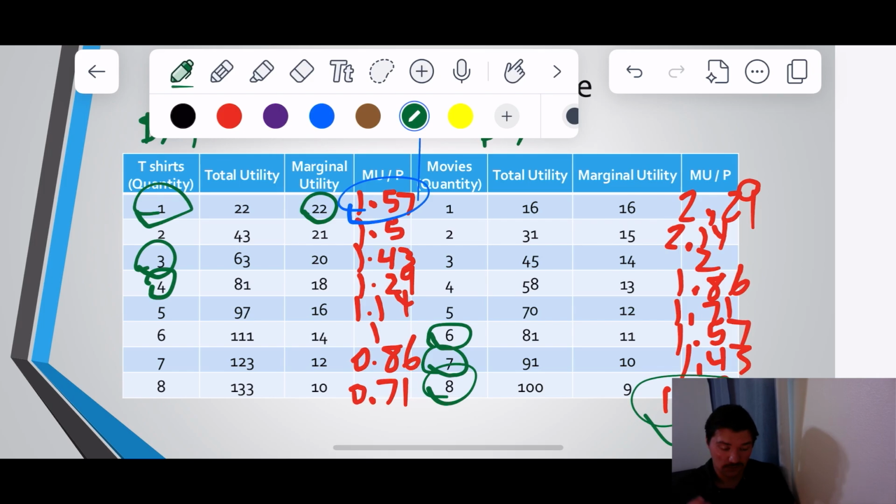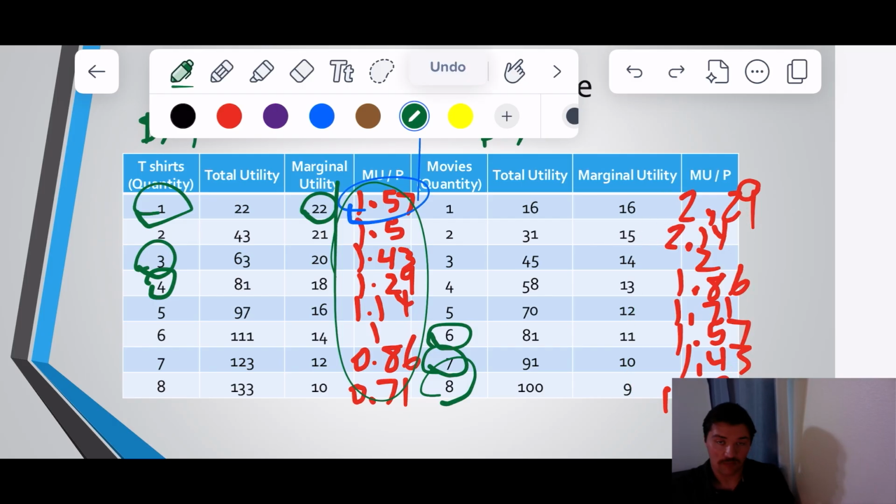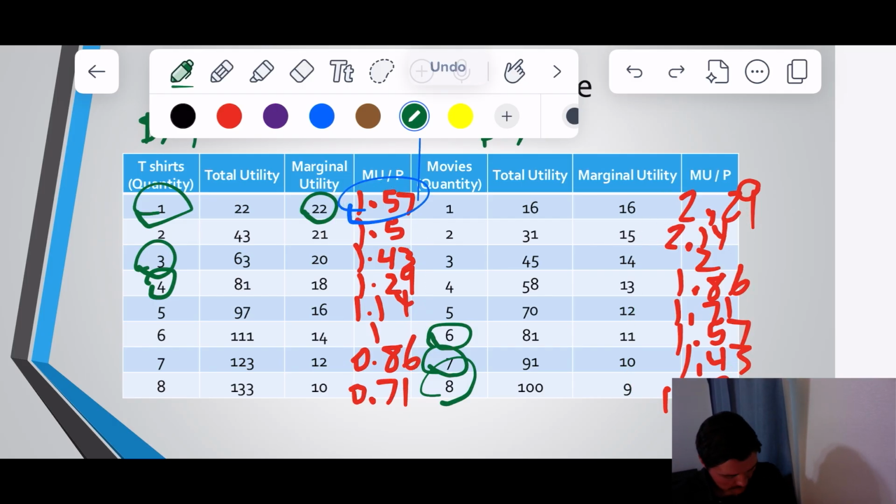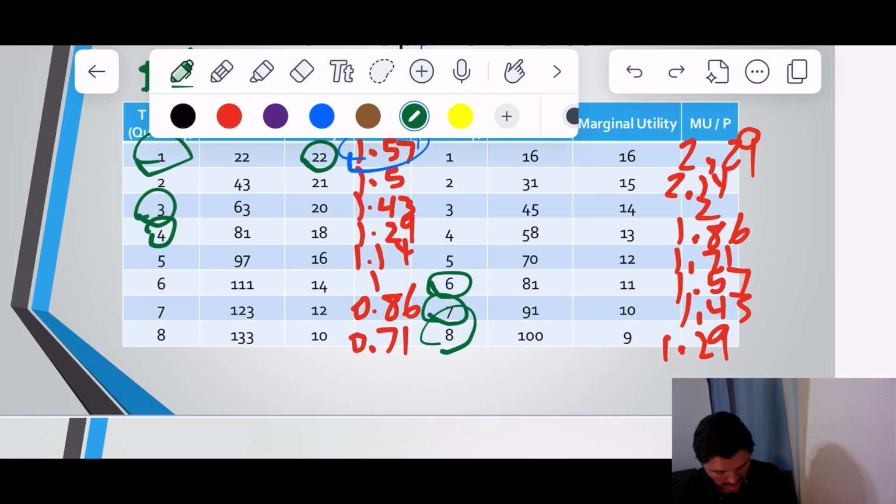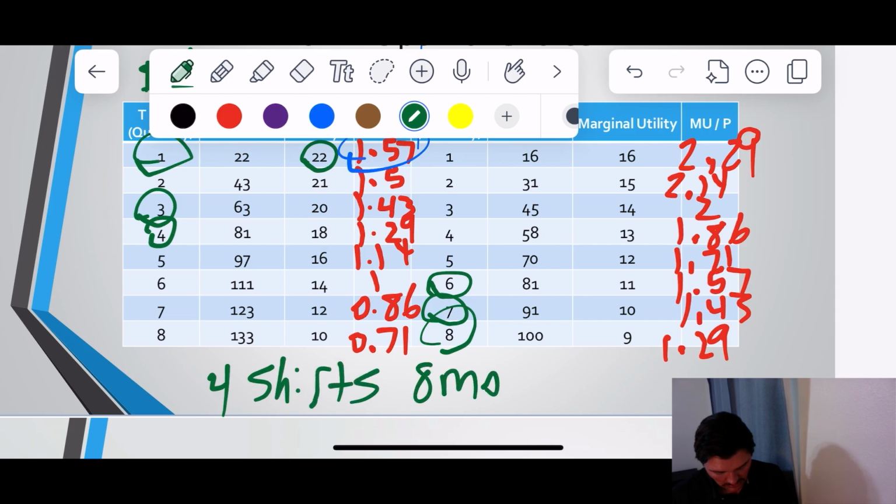All right, so again, that's how we're doing this. We're trying to find out where the marginal utility per dollars are equal. And we can mix and match on the bundles. Okay, so obviously there's not a 1.14 here or a 1 or 0.86, so we're done. So these are our 3 choices where we do maximize our utility. Now, which one would give us the most amount of happiness? Well, obviously that would be at 4 shirts and 8 movies. That would be the most happiness because you're consuming the most.